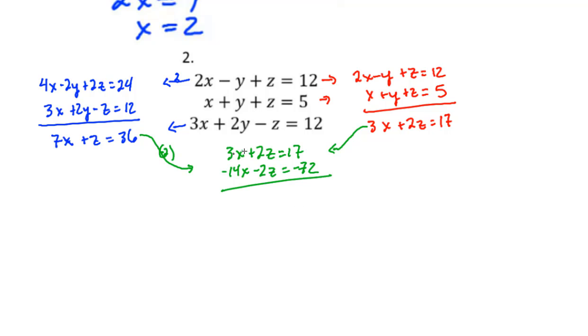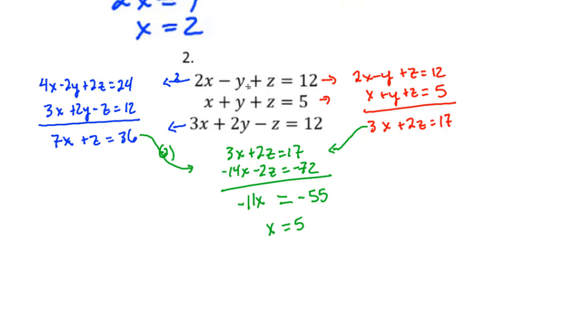Add those together, and we end up with negative 11x, z's are gone, equals 17 minus 72, that's negative 55. Divide both sides by 11 and we get x equals a positive 5.